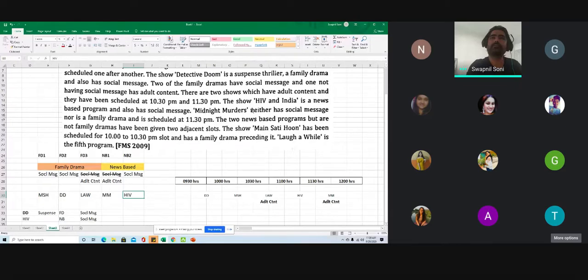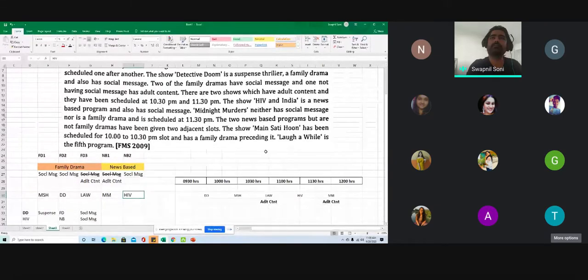Midnight Murders neither has a social message nor is a family drama. So it does not have a social message and it is not a family drama. So definitely it comes under news-based program. Now we have MSH, we have DD, we have Midnight Murders, and we have HIV. Now we need one more.